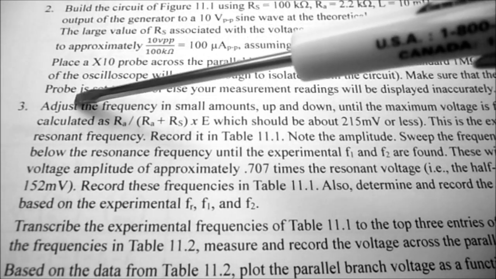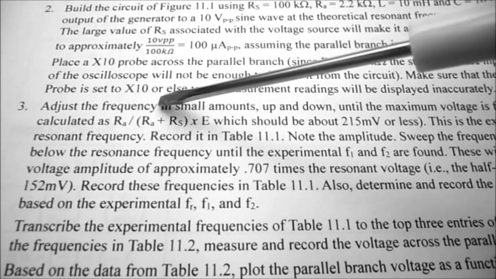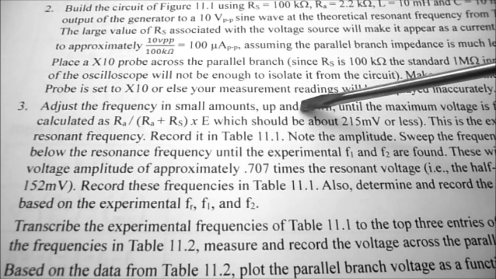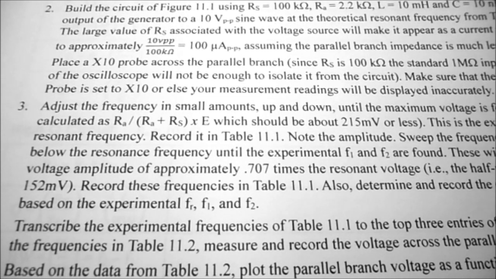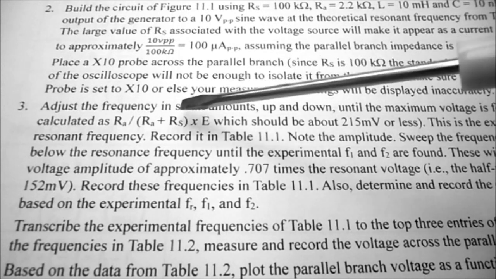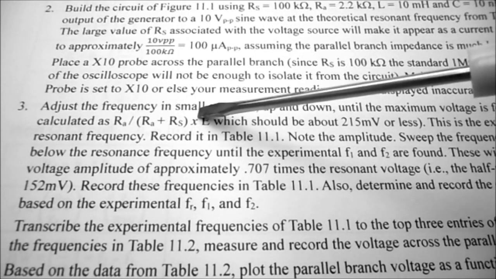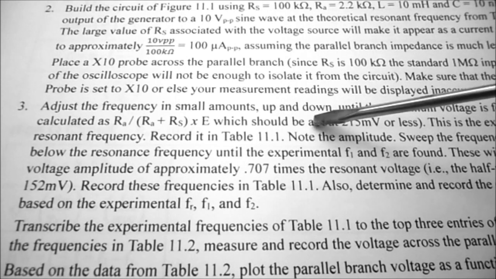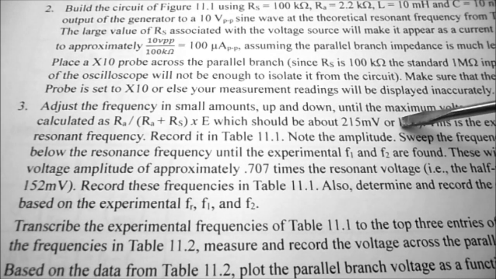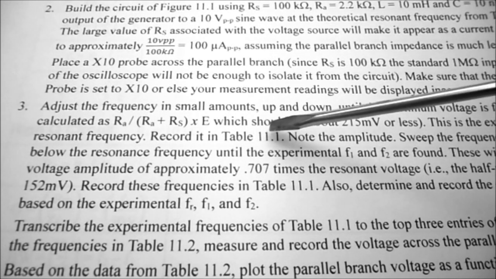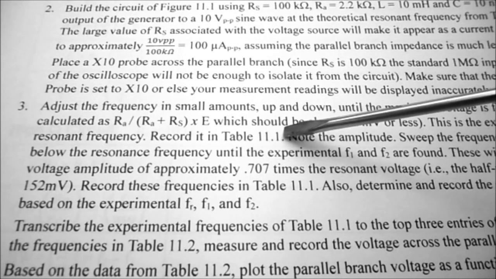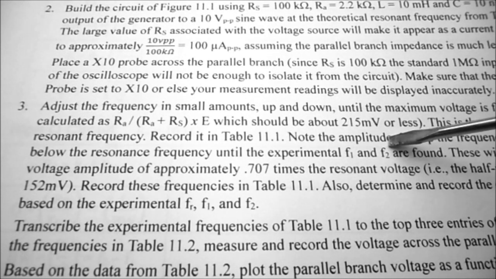So under procedure, step number 3, we're going to adjust the frequency in small amounts, up and down, until the maximum voltage is found. Now this can be calculated using the voltage divider rule, and it should come out to about 215 millivolts or less. Okay, this is going to be the experimental resonant frequency, and we want to record it in table 11.1, and we're to note the amplitude.